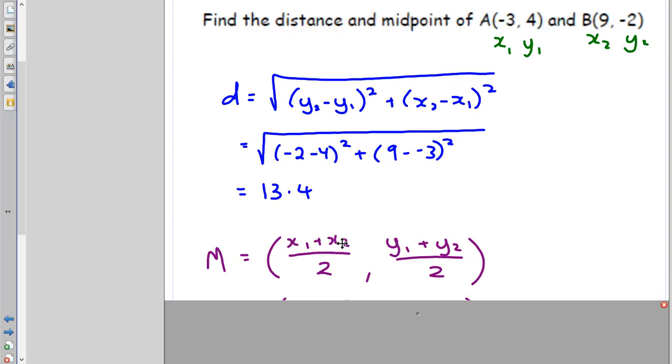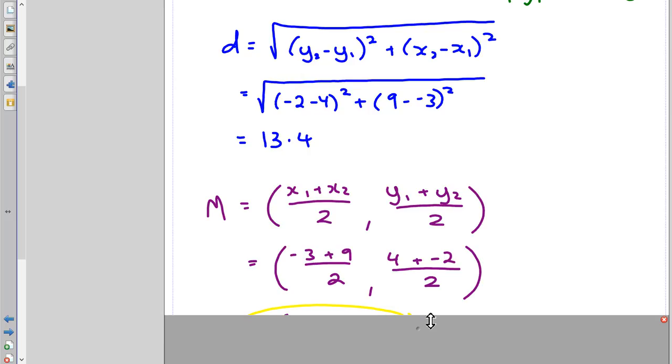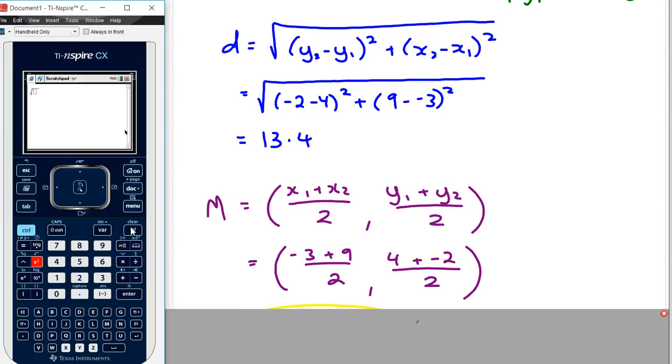So x1 plus x2 over 2, so we're finding the average of these 2 values. y1 plus y2 over 2, we're finding the average of these 2 values. And then you need to plug in the values to get your substitution mark. Plug these in. And then remember, you can use your calculator. You can make nice fractions with the fraction button.